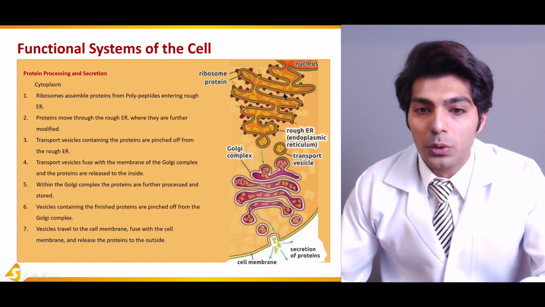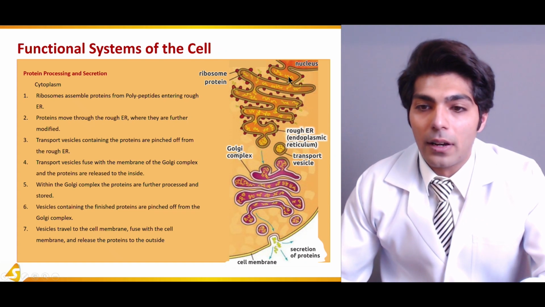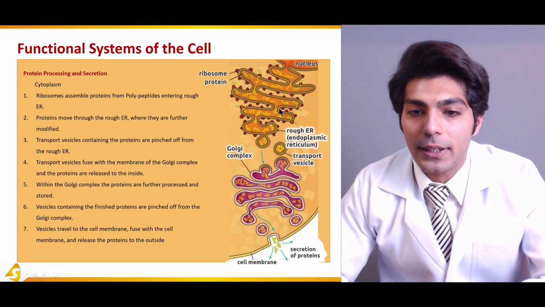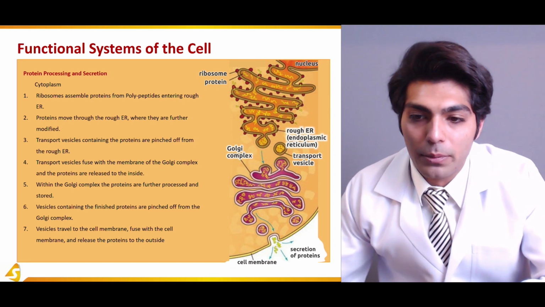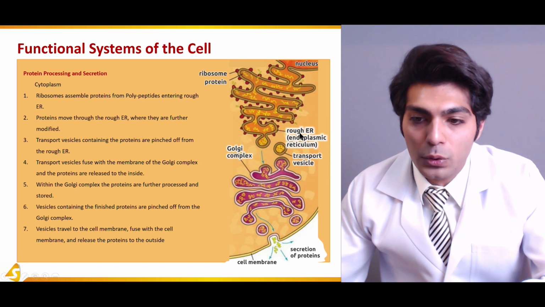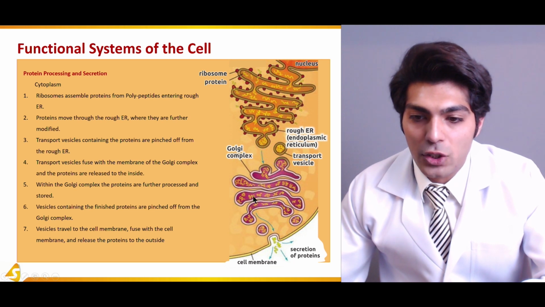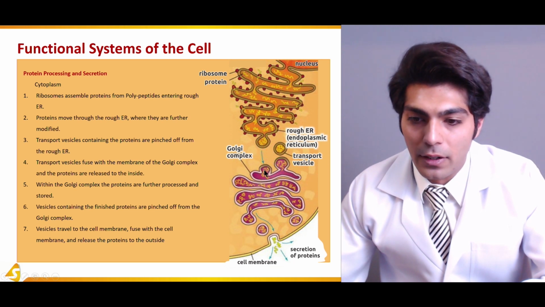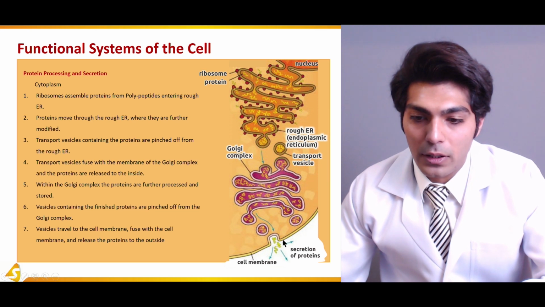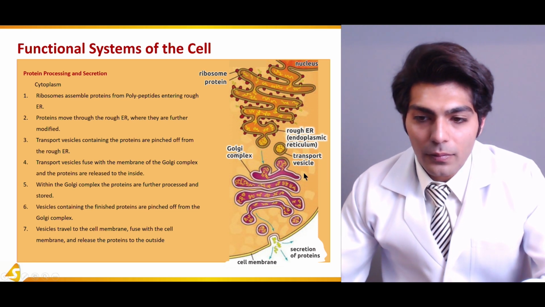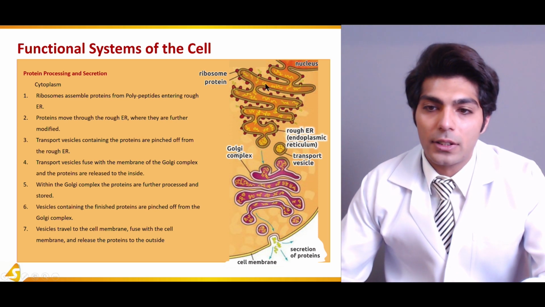Proteins move through the rough endoplasmic reticulum where they are further modified. Transport vesicles containing the proteins are pinched off from the rough endoplasmic reticulum, and they then move towards the Golgi apparatus. Now this is the cis face, then it is the trans face. So the cis face modifies, then it is transported to the trans face for further modification, and then it moves to the inner surface of the cell membrane, from where they are excreted. So this is secretion of proteins with the help of exocytosis. This is the process of how protein synthesis works.